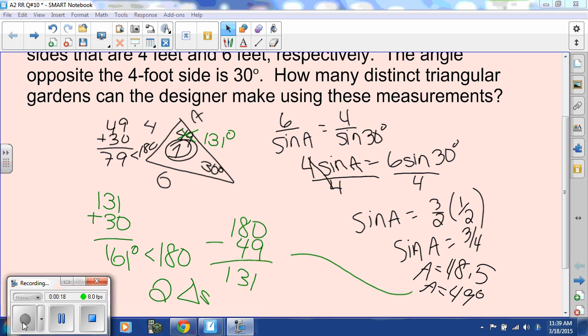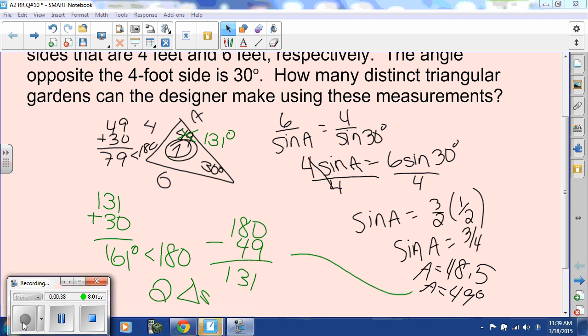So probably the biggest thing to remember is when you see distinct triangles and you think of law of sines, and you've got the bad word, that SSA, you go through the law of sines, you get your first degree to be 49, plug it into your triangle. 49 plus 30 is going to be less than 180, so you've got one triangle.